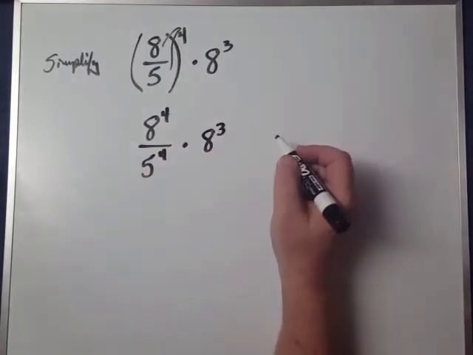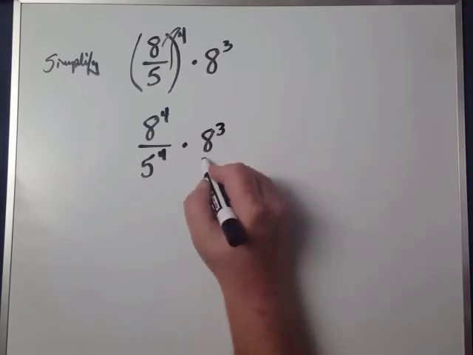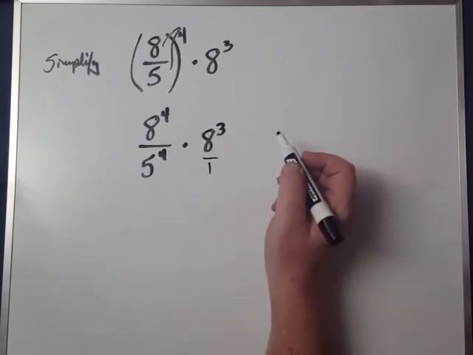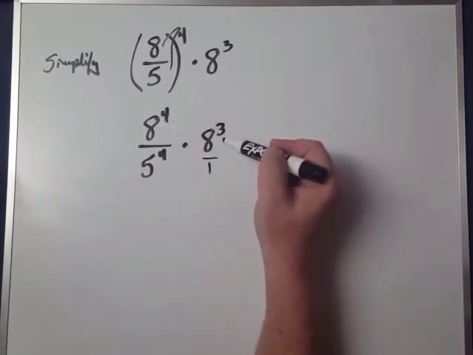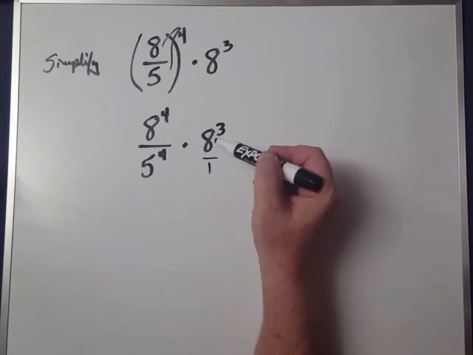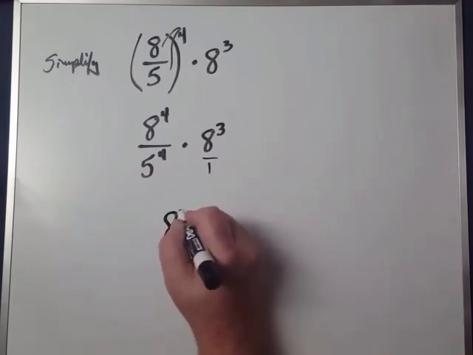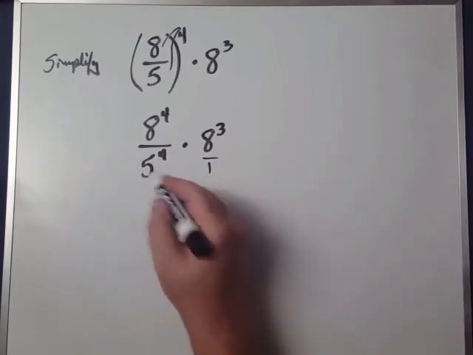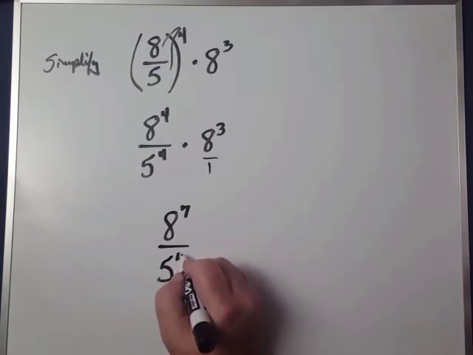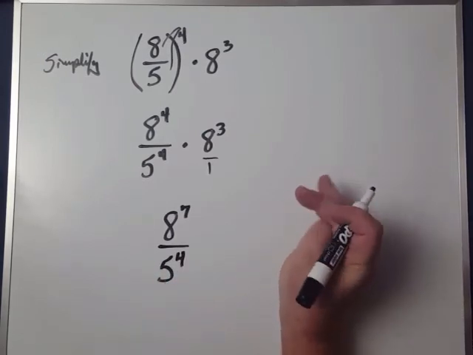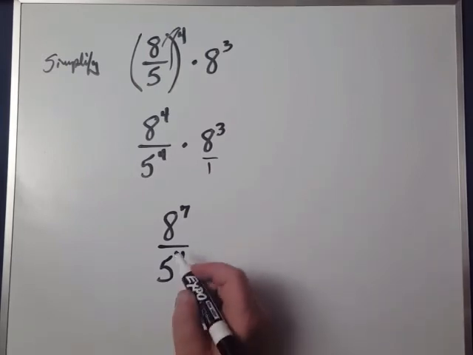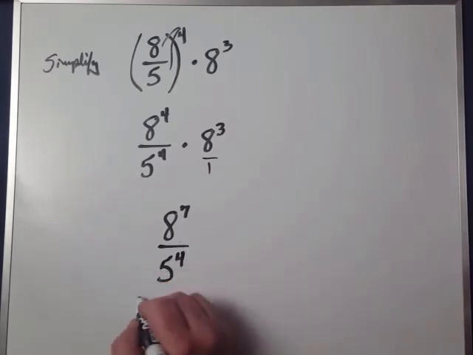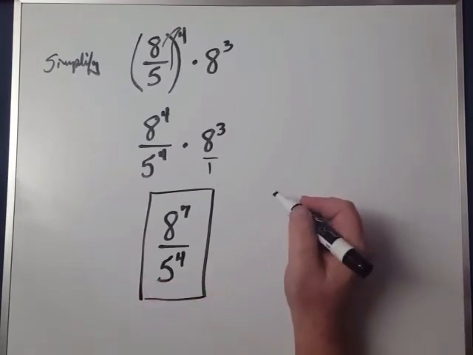We're going to keep going. We know that this factor can be thought of as over 1. Multiply the tops, multiply the bottoms. When you multiply the tops, 8 to the 4th times 8 to the 3rd, that's a product of like bases. So we add the exponents. 8 to the 7th over our 5 to the 4th. And she stops. You look this up in the back of the book, and that's where she stops.